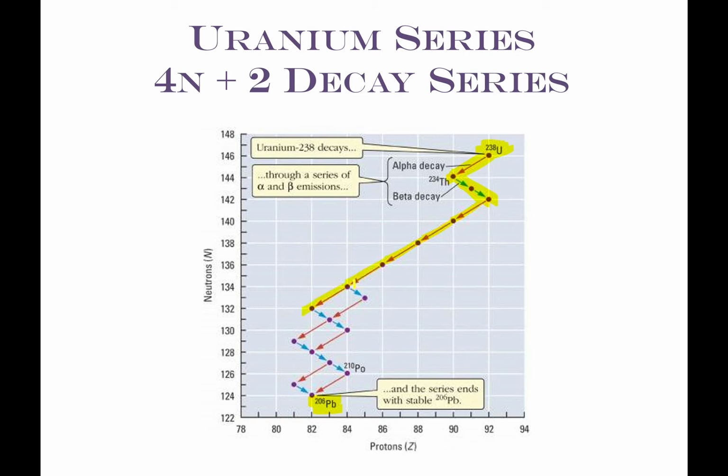Here it can go through alpha or beta, but eventually it does have to go through that alpha and that beta again. So either way it goes, it has to go through both. It just can do one or the other. We go through alpha and then beta, or beta then alpha. Again, has to go through both. Beta, alpha, or beta, beta, alpha, and back down through beta if we hadn't gone through that second alpha. So we reach the lead-206, which is a stable isotope.